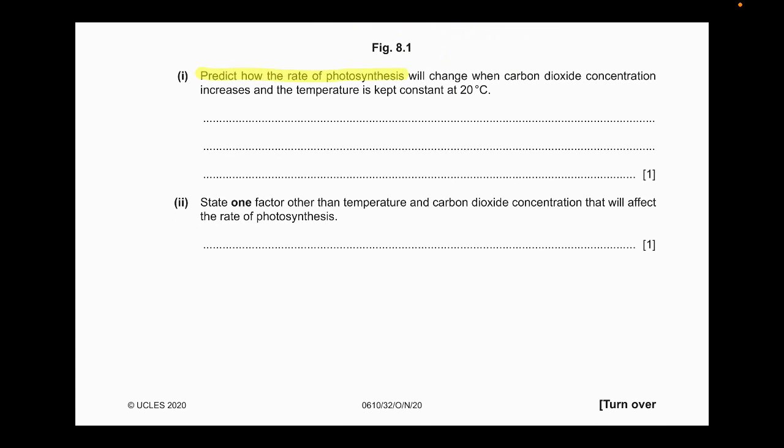Predict how the rate of photosynthesis will change when carbon dioxide concentration increases and the temperature is kept at 20 degrees Celsius. Definitely the rate of photosynthesis will increase. However, since other limiting factors will start arising, things such as temperatures, it will then level off.